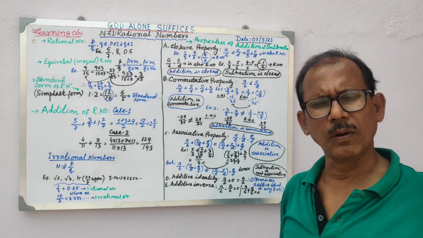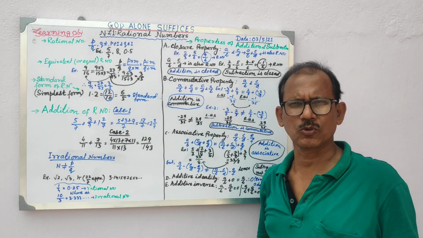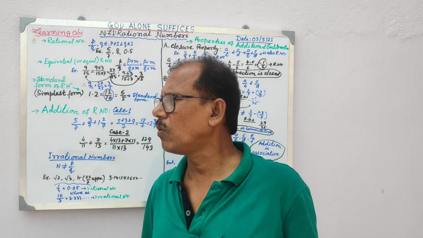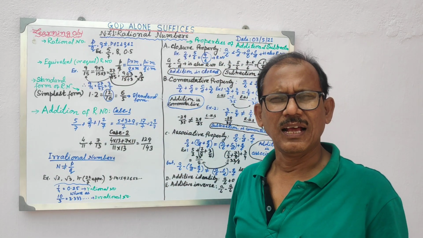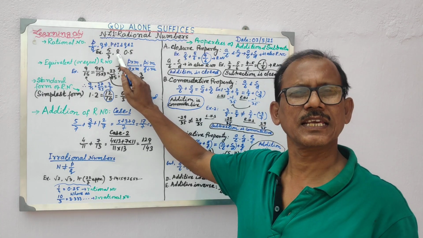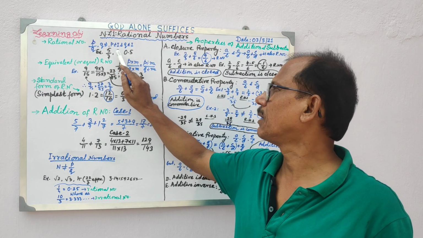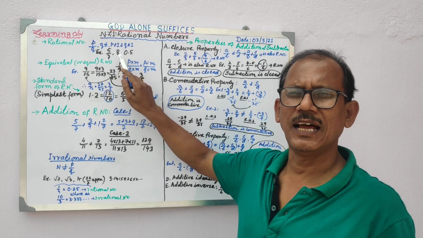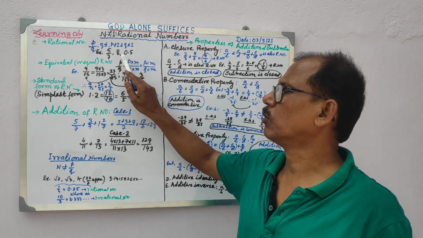Any whole number can also be a rational number, because a whole number can be given with 1 as the denominator. Suppose 8 is given, 8 can be written as 8 by 1. Therefore it's a rational number. Hence it is in p by q format. p is 8 and q is 1. 1 and 8 both are integers, so it is a rational number.